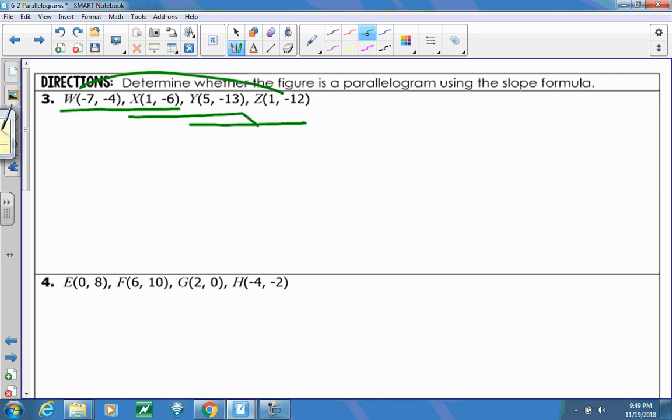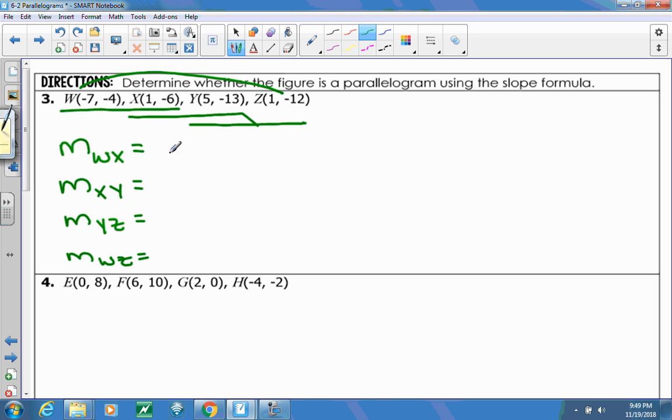So we're going to go ahead and find the slope. So I'm going to find the slope of WX. We're going to find the slope of XY. We're going to find the slope of YZ. And we're going to find the slope of WZ.